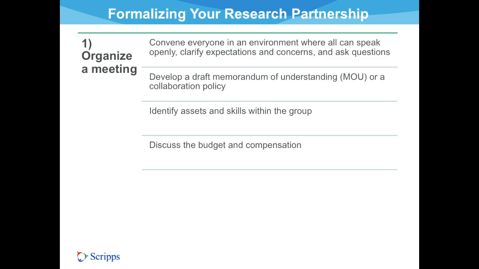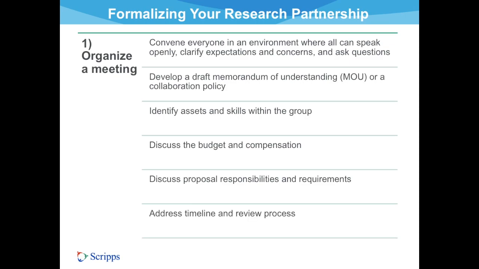The budget and compensation should be discussed. Define the specific resources each partner can contribute to the project through time, in-kind contribution, or with the use of grant funds, related to things like office space, project staff, and training. Investigators should ensure that their community partners are compensated for their time and contributions, and that budgets are developed transparently. Also discuss the proposal responsibilities and requirements. Assignments should be made so that each partner contributes to the proposal development. Finally, timelines and a review process should also be discussed.